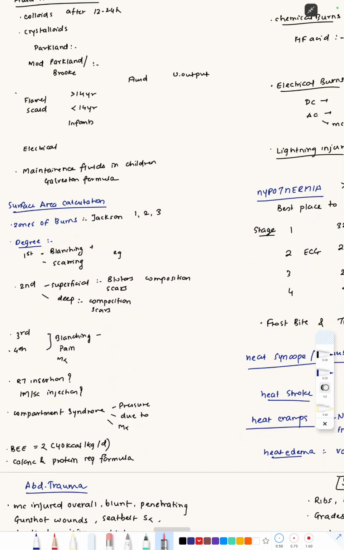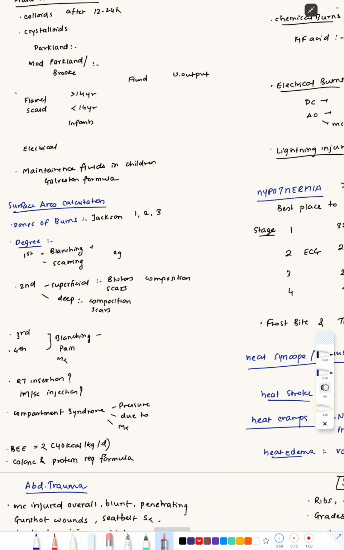Now, compartment syndrome can occur. Compartment syndrome, the pressure is more than 30 mmHg. Now, it is due to circumferential pressure from all the sides that will lead to increased pressure. And the management of compartment syndrome is obviously escharotomy, which is a type of fasciotomy in this particular case.